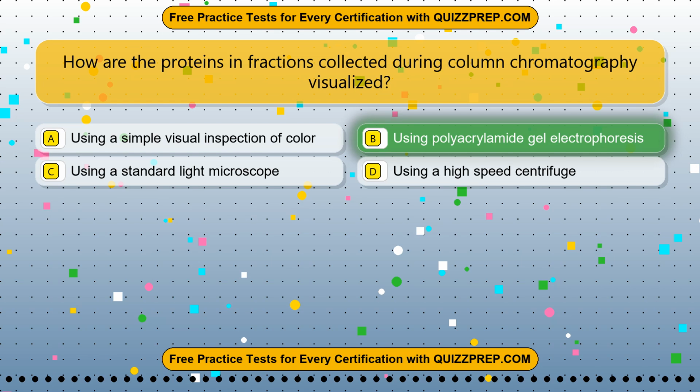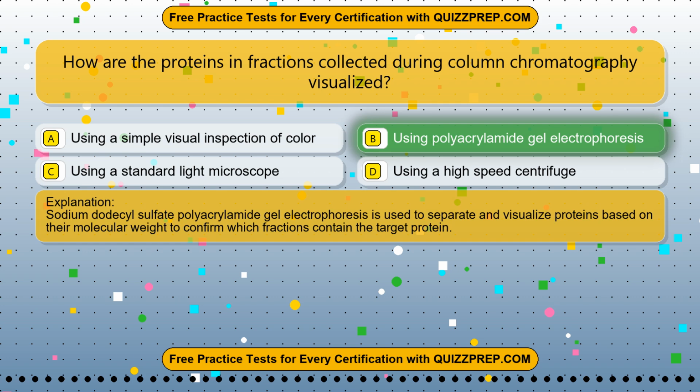The correct answer is option B. Using polyacrylamide gel electrophoresis. Sodium dodecyl sulfate polyacrylamide gel electrophoresis is used to separate and visualize proteins based on their molecular weight to confirm which fractions contain the target protein.